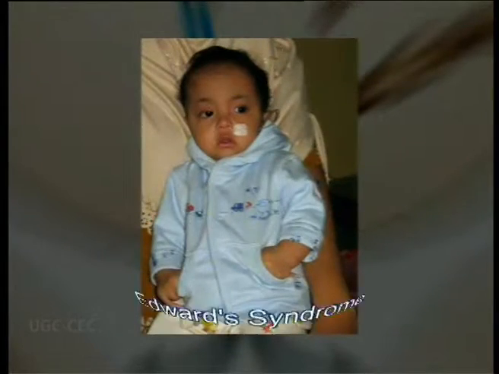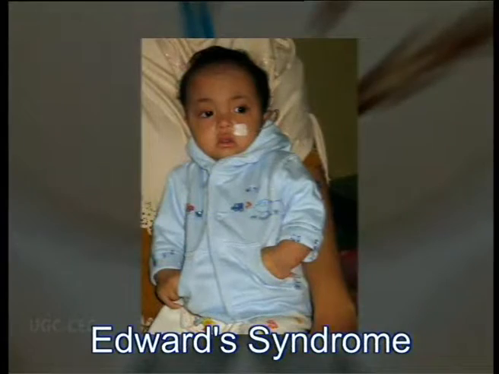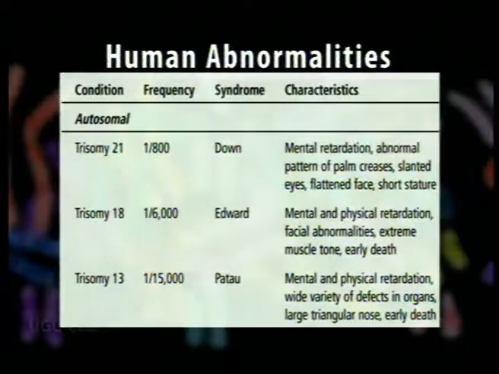Then there is a condition which is called trisomy 18, that is called Edwards syndrome, found in case of human beings, which results into mental and physical retardation or extreme muscle tone, and early death even can take place in those individuals having chromosome number 18 extra.